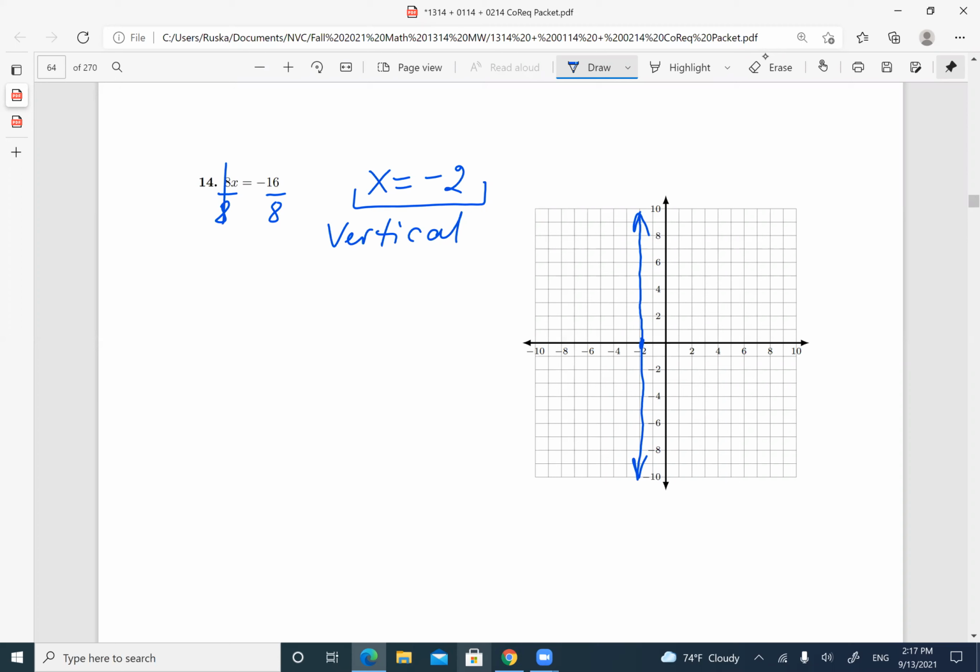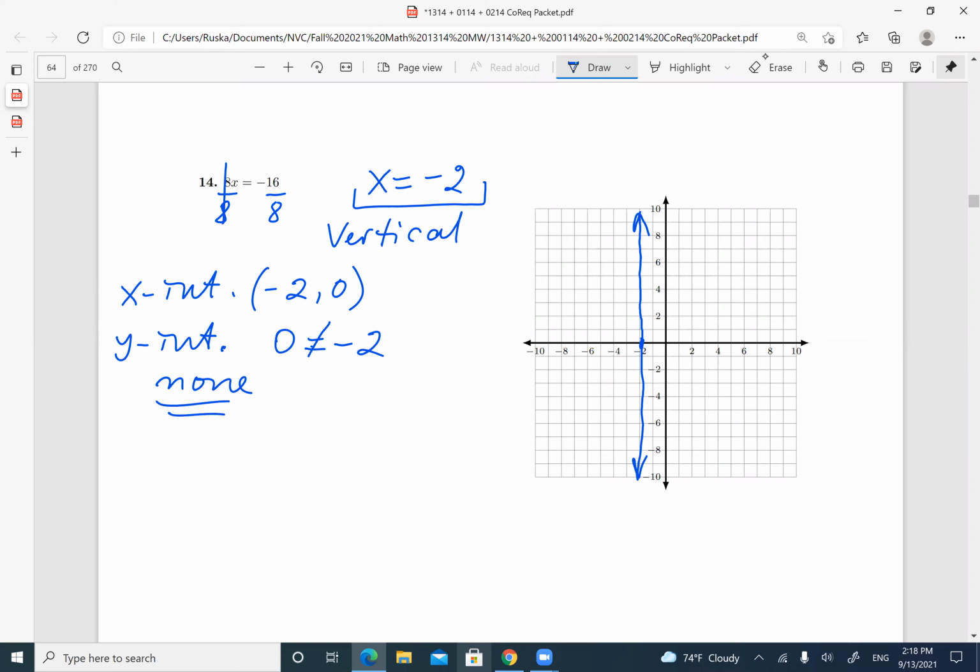But if you want to go step by step, if they ask you to find the x-intercept and the y-intercept, you're just going to do this. X-intercept is going to be -2 and 0, because it doesn't matter what y is, x is going to be -2. And for the y-intercept, I'm going to replace x with 0. So I'm going to have 0 equals -2, which is not true. So 0 is not -2, which means there's no y-intercept. You don't cross the y-axis. And one which doesn't cross the y-axis is parallel to the y-axis. That means it's a vertical line. Okay, so does everybody understand this one, number 14?